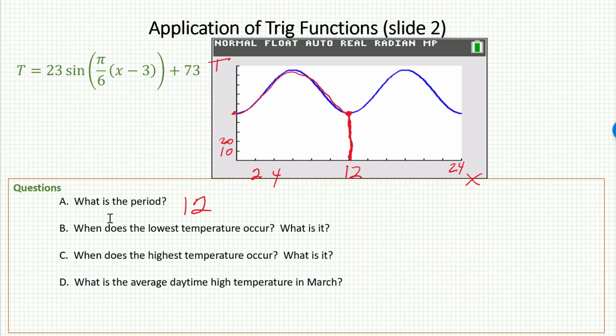The period is 12. Second question, when does the lowest temperature occur, and what is that temperature? Well, that's pretty easy to see off the graph. The lowest temperature appears to be the one at the very beginning, which then repeats, of course, 12 months later. Well, what would the beginning be? Let's see, that would be an x value of 0. X stands for the number of months since January. So if it's been 0 months since January, then I'm still in January. The lowest temperature occurs every January.